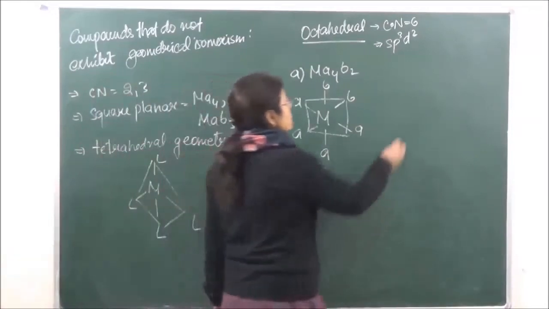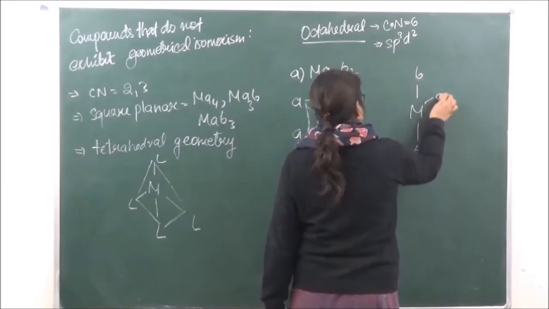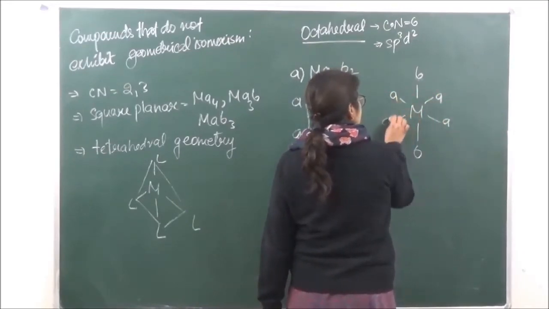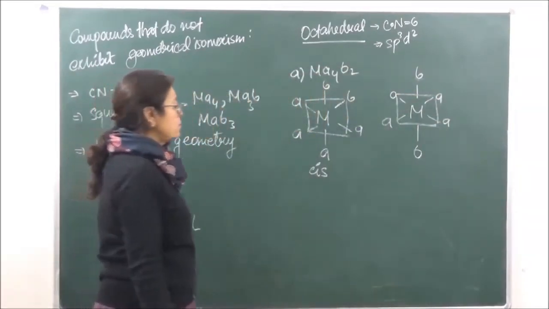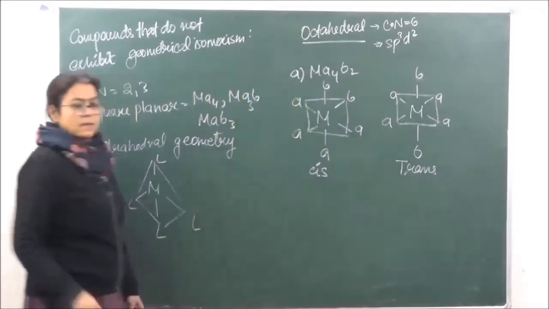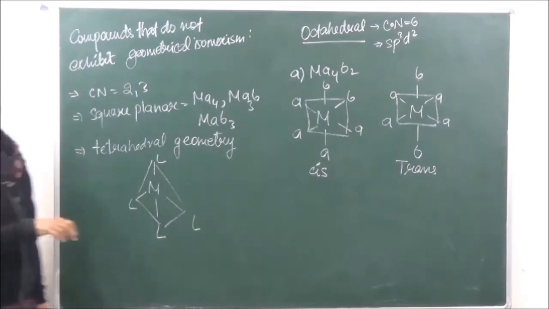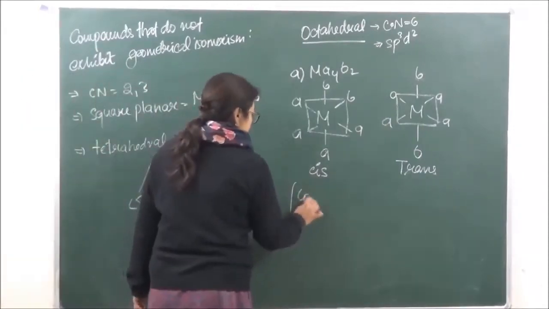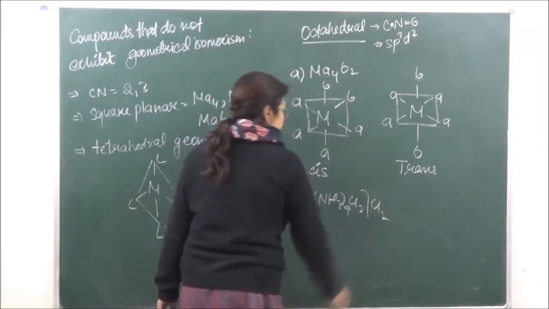And if they are opposite to each other, so you can see over here that B is opposite to each other, this is going to be trans. Okay? So this is the cis and trans form. Examples which you can take over here is that of [Co(NH3)4Cl2].